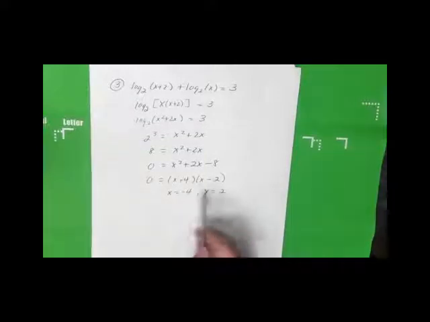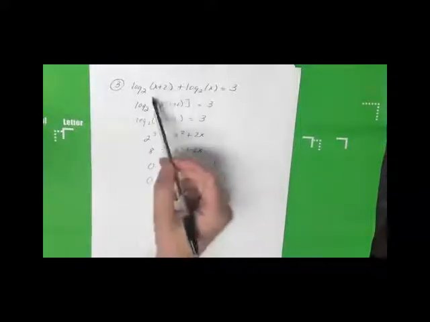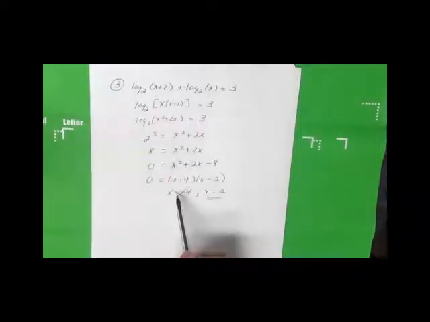Now, it ends up that the only answer here is x is 2. Negative 4 doesn't work out. What you have to do is check it back in the original. Remember that the domain for a logarithmic function is all positive values. So if you put a number in here and you get the log of a negative number or the log of 0, you have to throw it out. When I put negative 4 back here, this is negative, so that didn't work out. So I just have x equals 2.